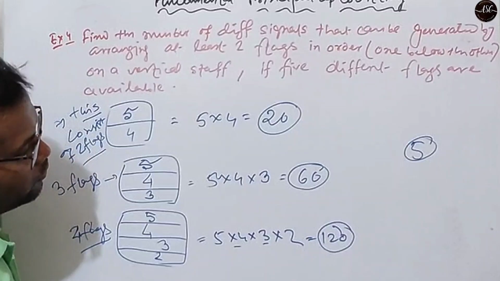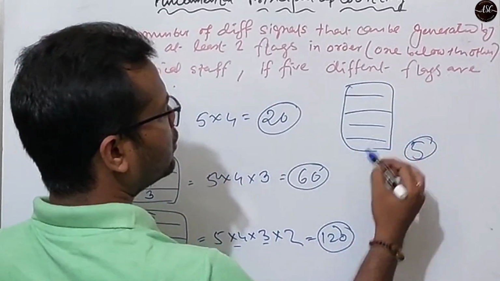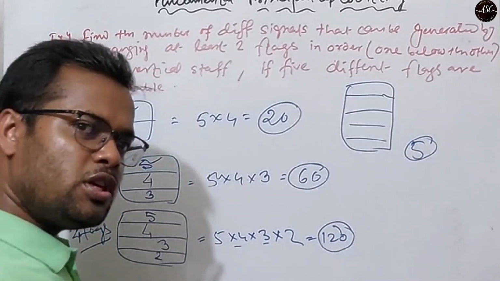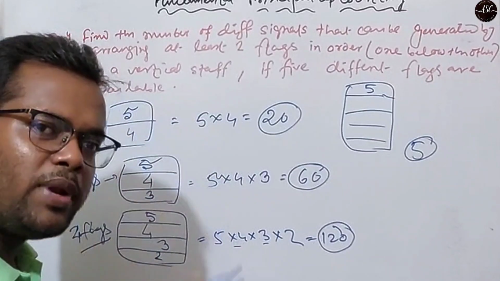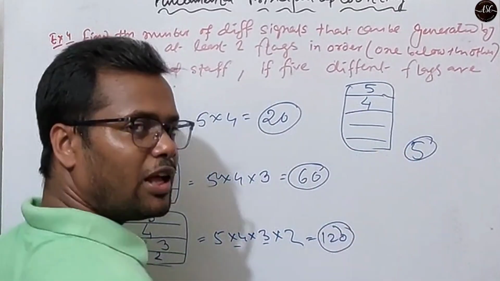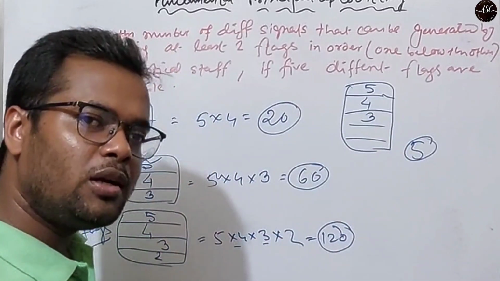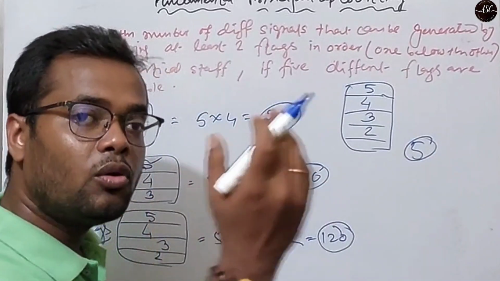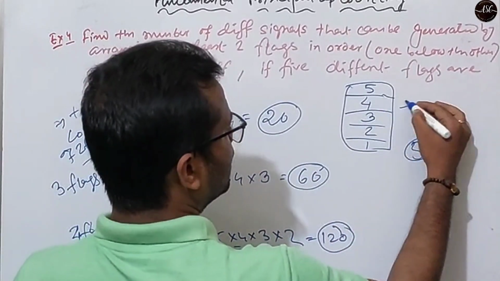Okay. Now if there is a signal consisting of 5 flags. The first flag can be chosen in 5 different ways, so there is 5. Then 1 has been taken from 5, there is 4, so a flag can be chosen in 4 different ways. Write 4. Now there are only 3 flags, so 3 different ways. From 3, if we take 1, there are 2 flags, so 2 different ways. From 2, if we take 1, then there is only 1 flag, so 1 flag can be chosen in 1 way. So there are 5 flags.